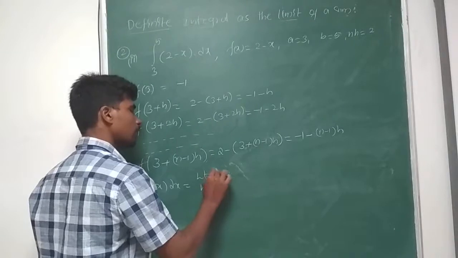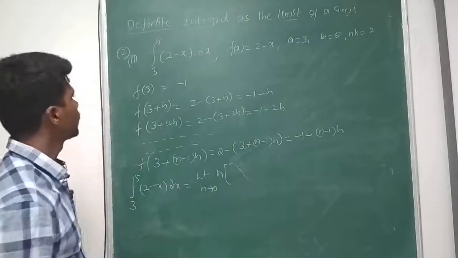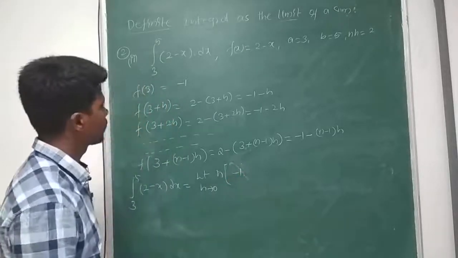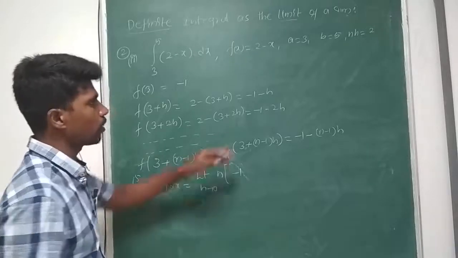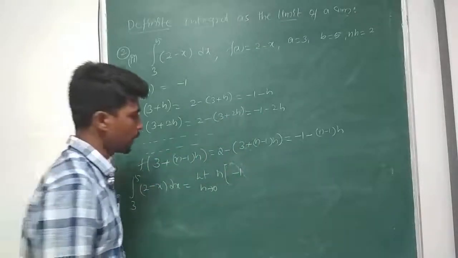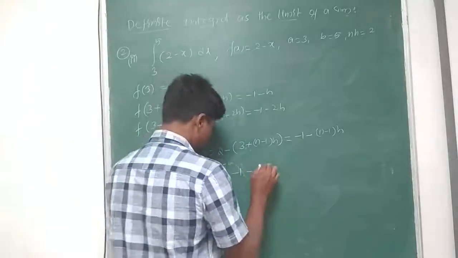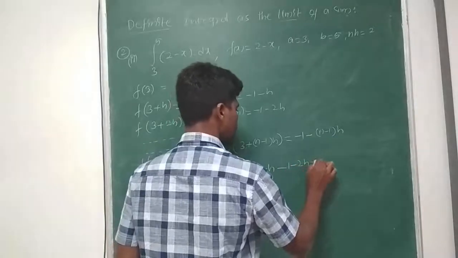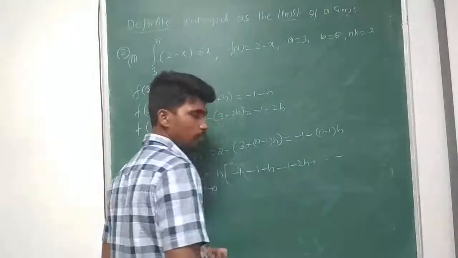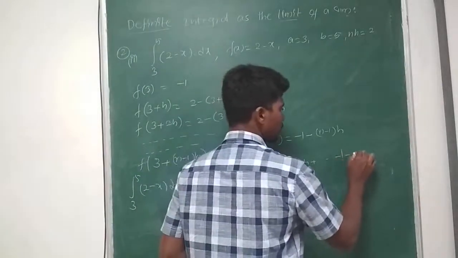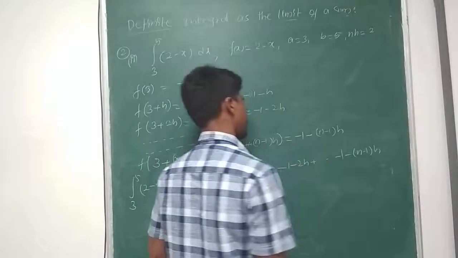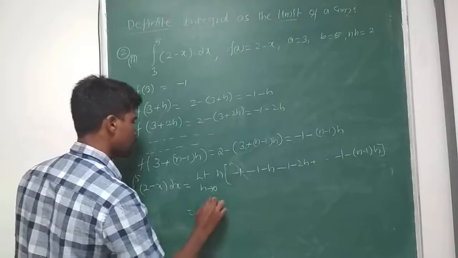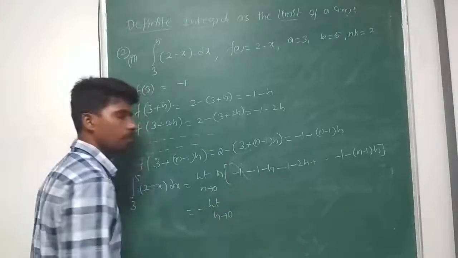f of a means f of 3, which is minus 1, plus f of a plus h. See, I got everything minus, so plus into minus will be minus. So I get minus of 1 minus h, next minus 1 minus 2h, next and so on. The last, I get minus 1 minus n minus 1 into h. So everything has a minus, so I can take minus out. So after taking minus out, I get minus limit h tending to 0.